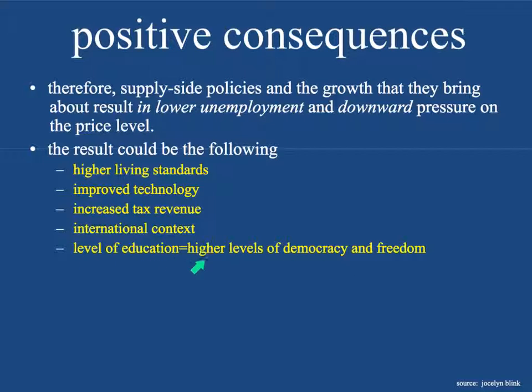And this is kind of a soft thing to throw in there. But you need to understand at least three of these. I always tell students, everything in threes. Understand three positive consequences of growth: higher living standards, improved technologies, increased tax revenue for the government, the international context, and level of education. So each one of these individually, let's talk about them for a second.